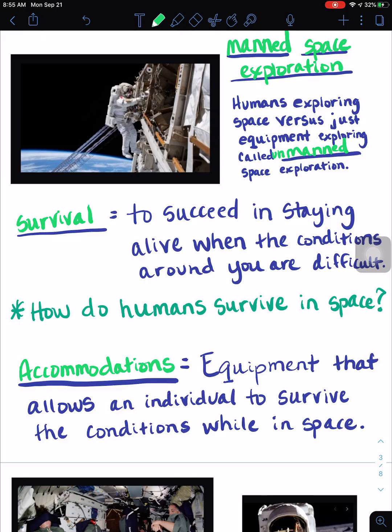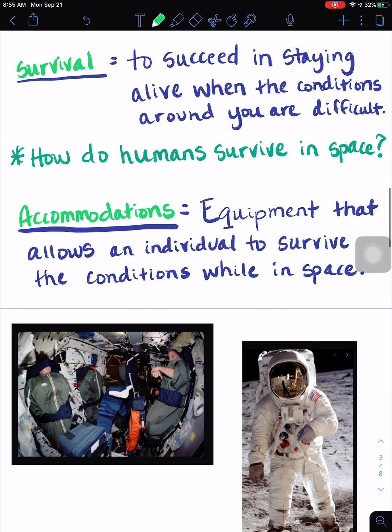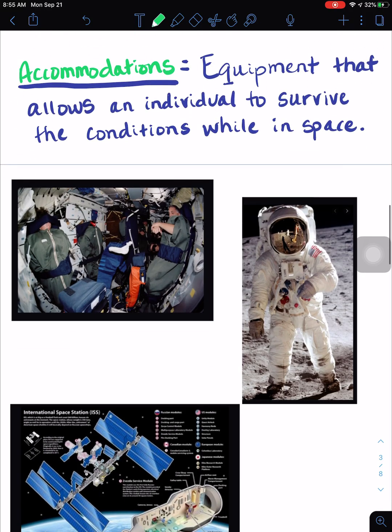Accommodations, basically, are equipment that allows an individual to survive the conditions while in space. So here are some examples of accommodations. You can see you still got to sleep when you're in space, but you don't have gravity, so they have these cocoons that they strap in to sleep, and they have all the things that they need. They have freeze dried food, because the liquid in space just divides up into droplets everywhere and floats away. So they have to have freeze dried food.